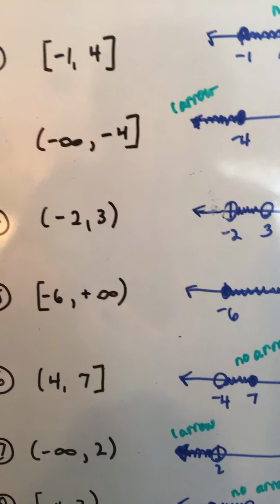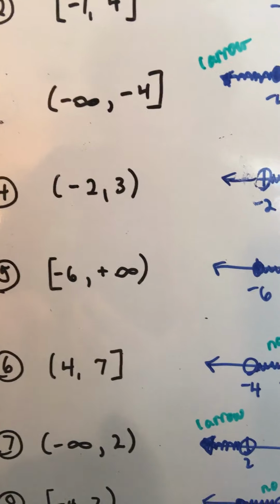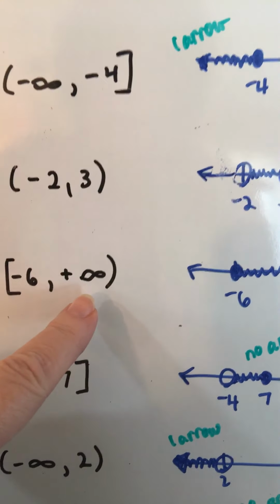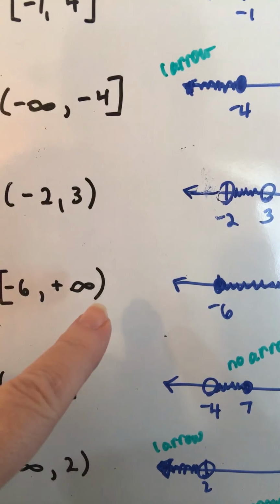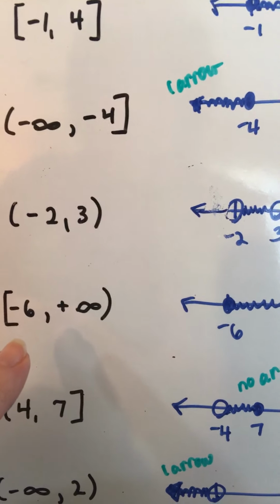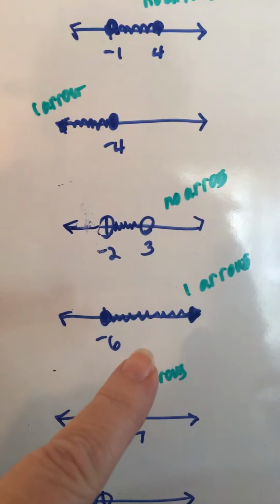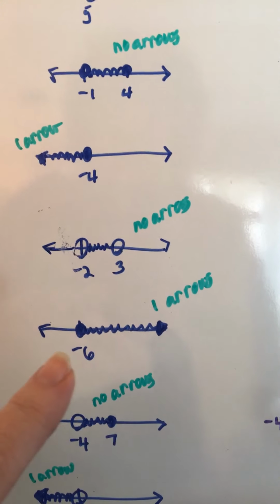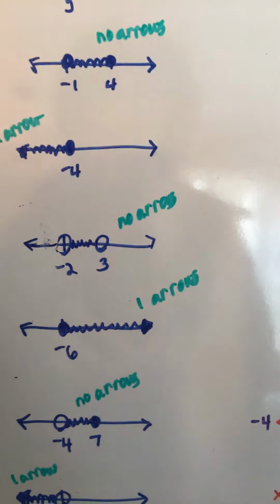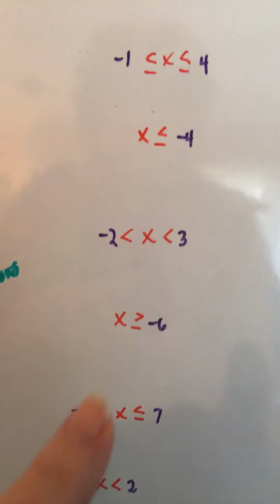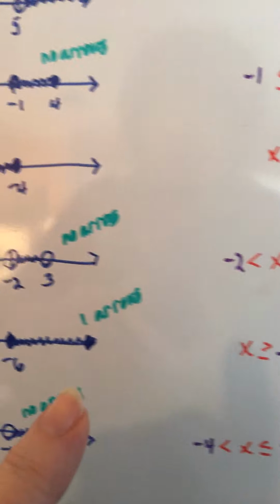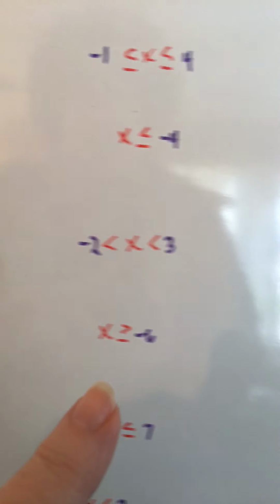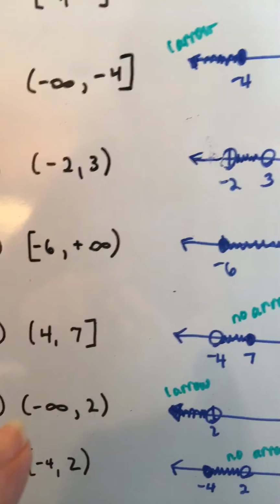Then down to number 5. Notice I'm seeing a positive infinity. This tells me I'm going to have an arrowhead. So negative 6 is closed, then I go to an arrowhead. That arrowhead tells me I'm a greater than symbol, but it says greater than or equal to. So notice in red I have x is greater than or equal to, and my number is negative 6.